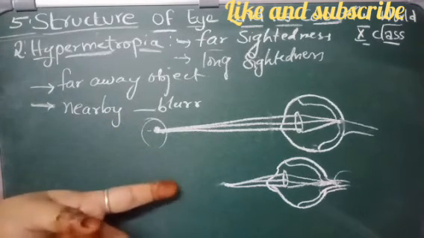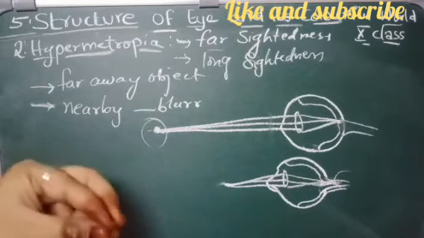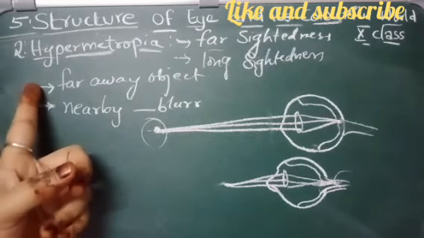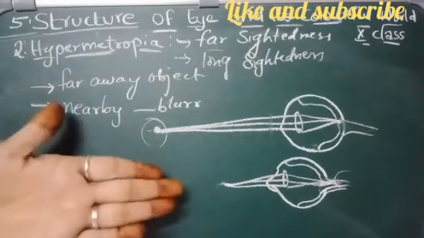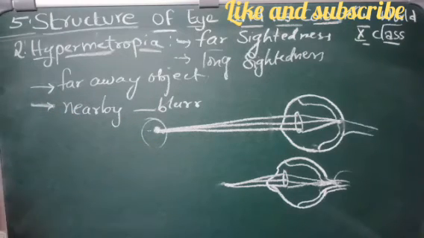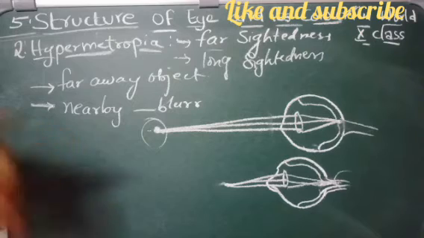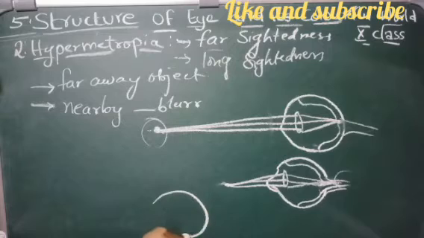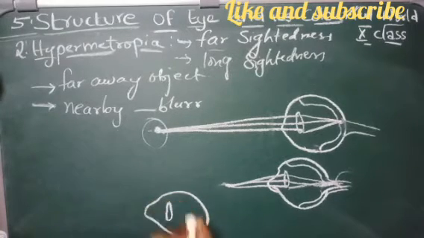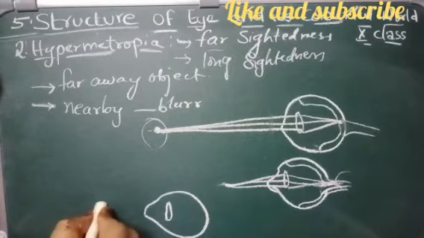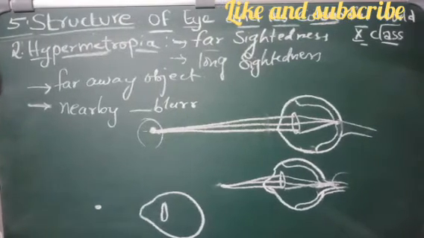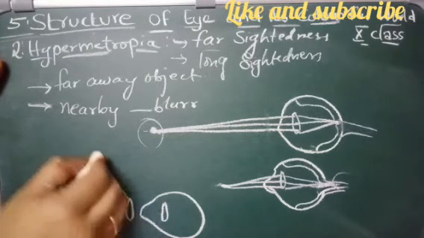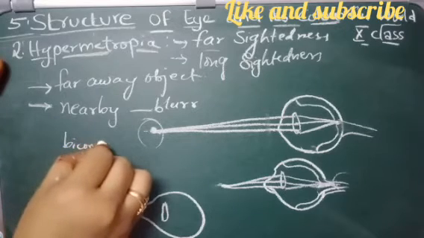Now to correct this hypermetropia, we need to use a lens. Like in myopia we used a concave lens, here, since convex is the opposite of concave, we are going to use a convex lens. Suppose this is the eye, this is our lens, and this is the object placed nearby. So what is happening when we place a double convex, biconvex lens?